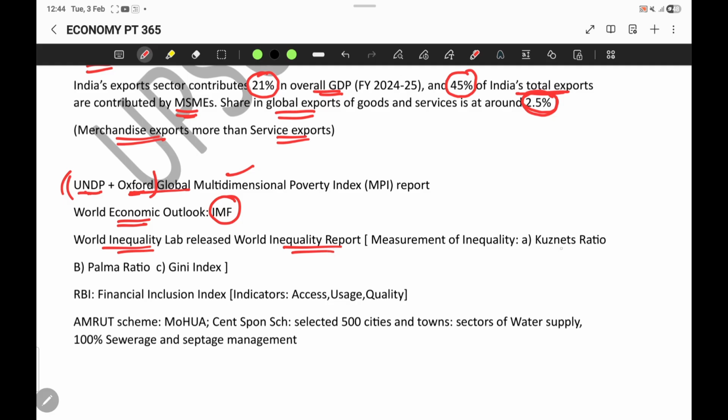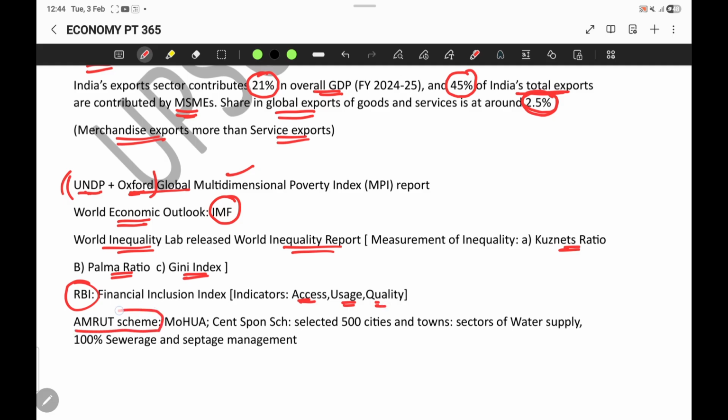To measure inequality, we have the Kuznets ratio, Palma ratio, and Gini index. Remember this. Kuznets ratio, Palma ratio, Gini index measure what? Four options, it's inequality measurement. Reserve Bank of India Financial Inclusion Index is released by RBI. Its indicators are AUQ: access, usage, quality.